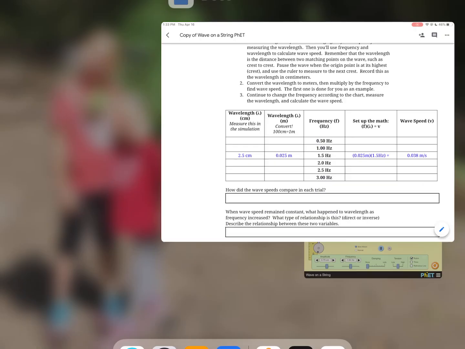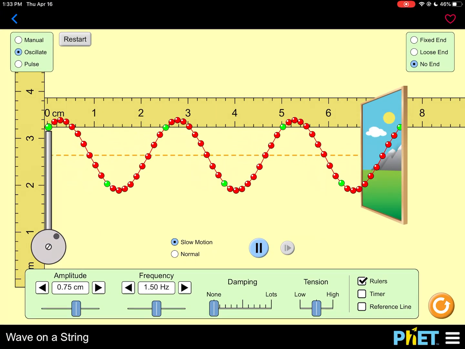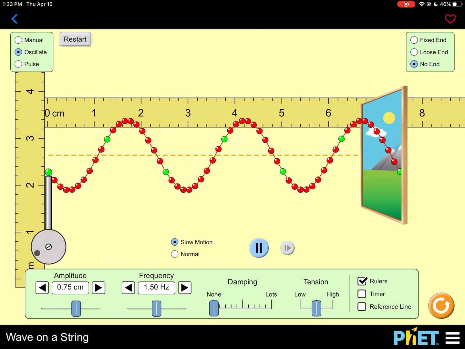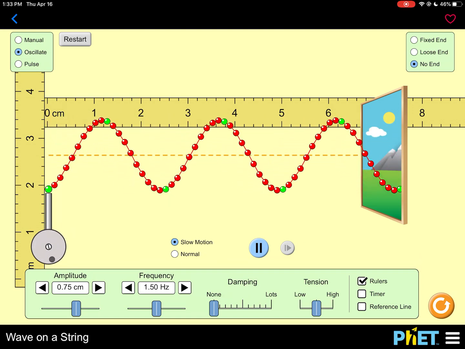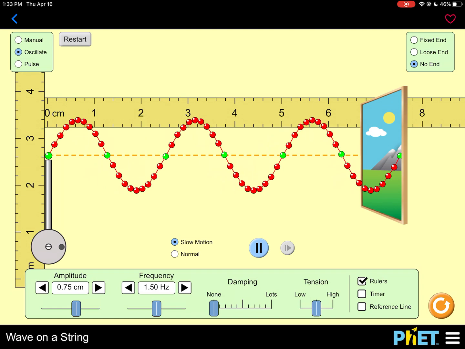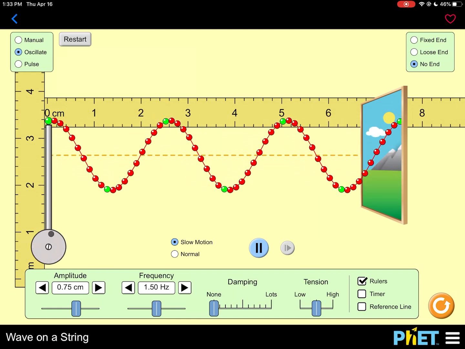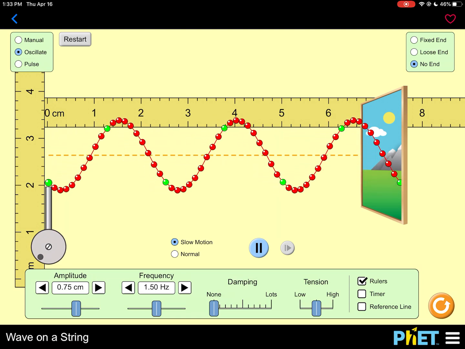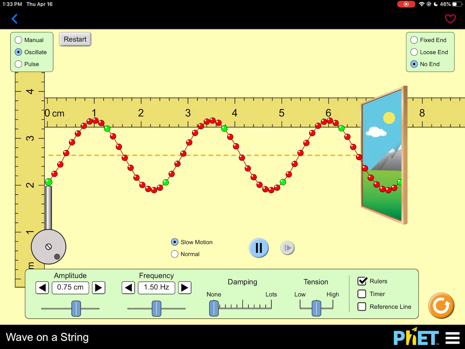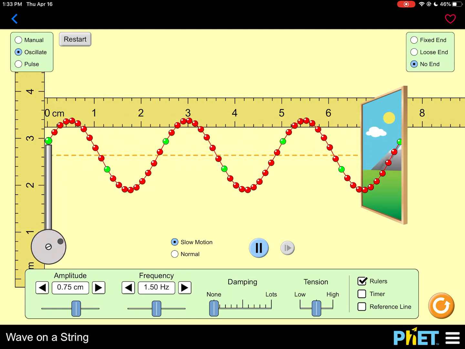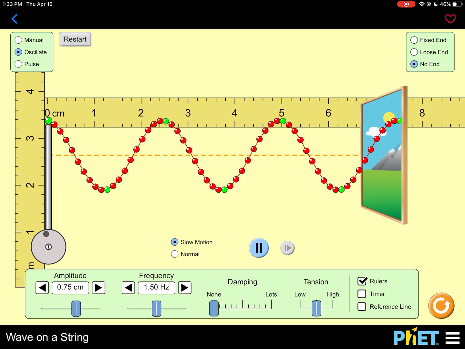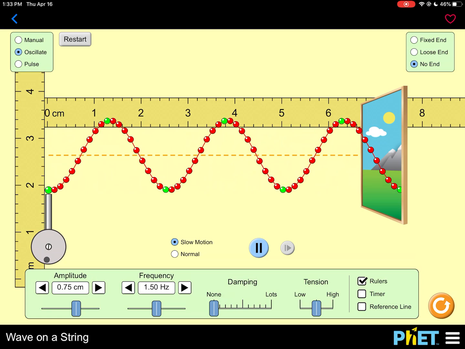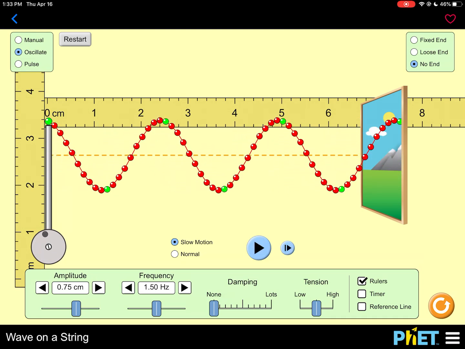So let's take a look at that. Okay, the frequency is down at the bottom here. The frequency is already set at 1.5 hertz. If I want to measure the wavelength, I need to measure between 2 identical points on the wave. The easiest way to do that is to measure crest to crest. So I'm going to pause the sim at the point where the oscillator, the green bead on the far left, is at a crest. So let's do that right there.